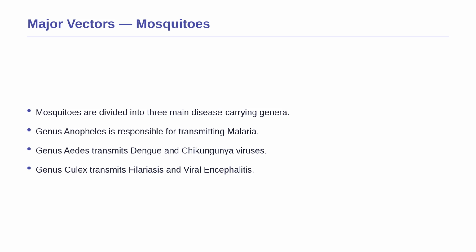Finally, we have the genus Culex, which is responsible for transmitting filariasis, a disease that can cause severe swelling, as well as viral encephalitis. Recognizing which mosquito is present in an area is the very first step in predicting which disease might break out.